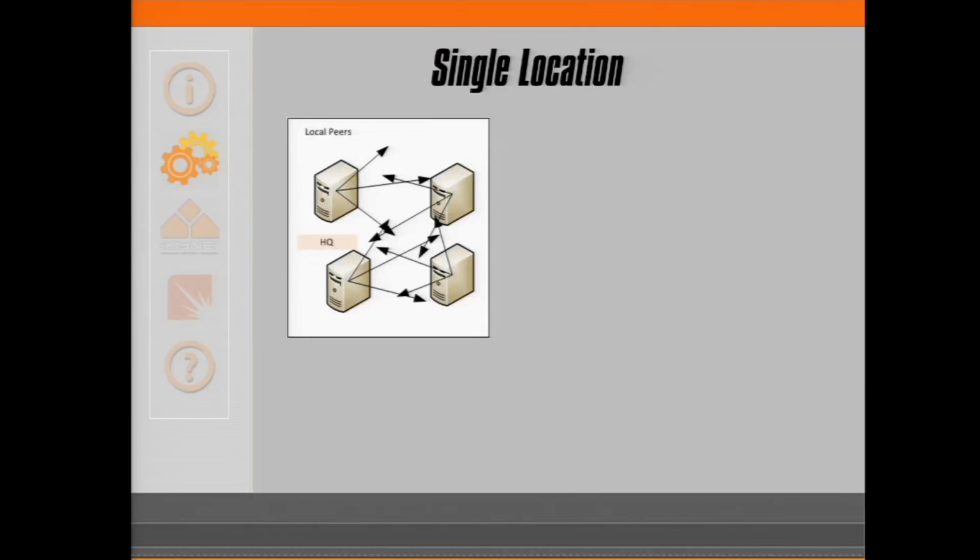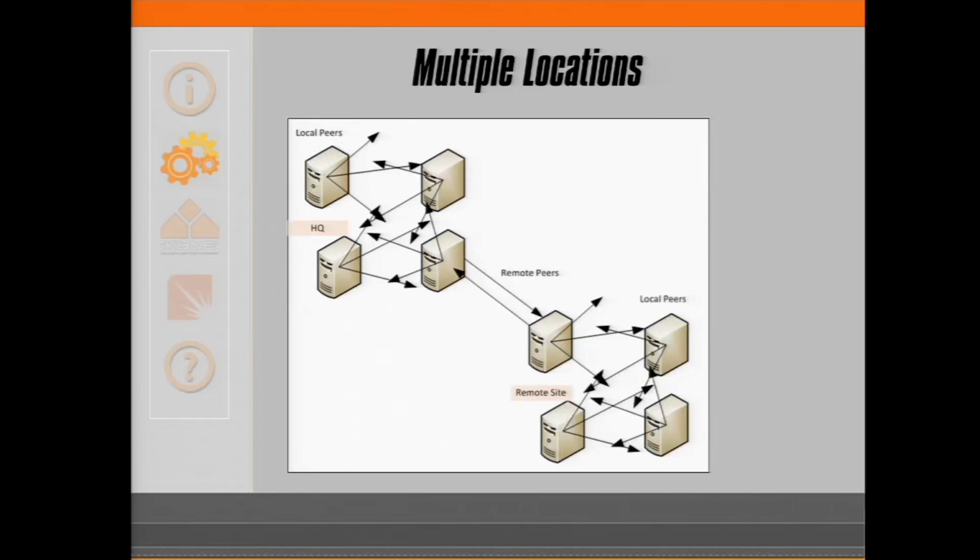Pretty simple examples here. At HQ we have local peers sharing events amongst themselves. We have multiple locations: an HQ sharing among local peers, a remote site sharing among local peers, and then a remote peering between the two to propagate between locations to form a larger federation. It's two-way.